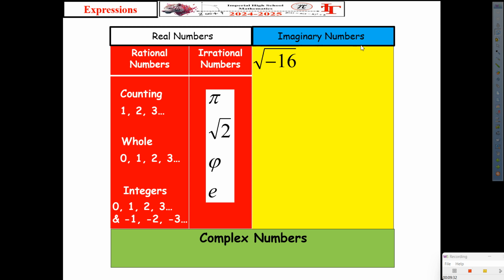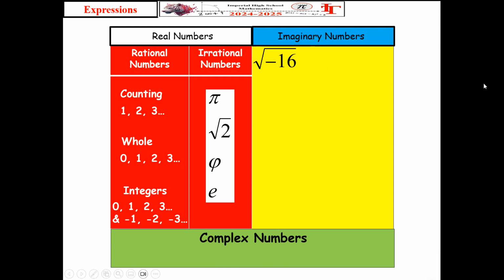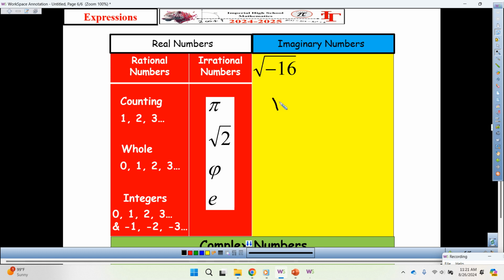All right? Imaginary, square root of negative 16. Tell your neighbor what that is in imaginary. Share with your neighbor. What is the square root of negative 16? All right? Let me give you another one so you can write on your screen. Square root of negative 49. Change that to imaginary, please, on your screen. What is the square root of negative 49?